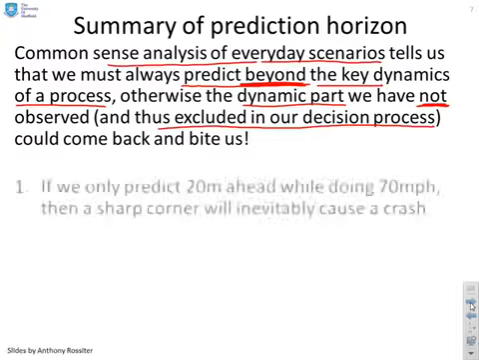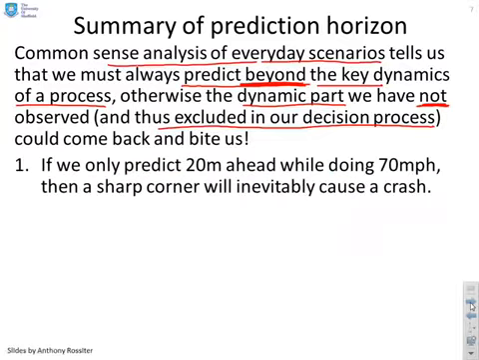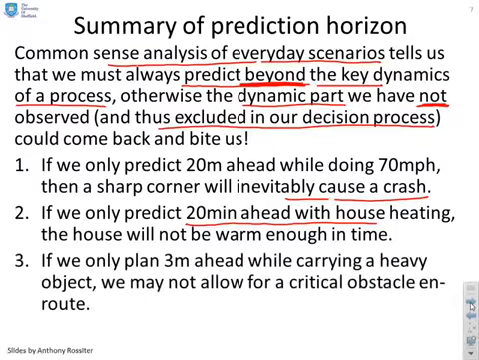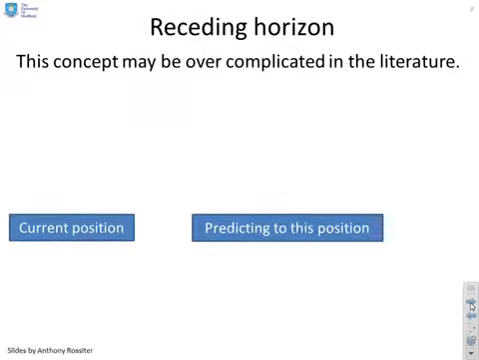So, for example, if you only predicted 20 meters ahead while driving at 70 miles an hour, and then there was a sharp corner 20 meters ahead, what's going to happen? Of course, you're going to crash. You've not predicted far enough ahead. If you only predict 20 minutes ahead when you're trying to heat the house, then clearly the house will not be warm enough in time, because typically houses take 1.5 to maybe 3 hours to warm up. If we only plan 3 meters ahead while carrying a heavy object, we may not allow for a critical obstacle en route, and that could cause us a few problems.